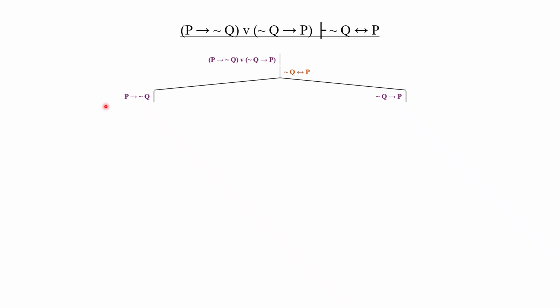Now we need to do these individual conditional statements. So where's a conditional true? Well, it's where either the left side is false or the right side is true.